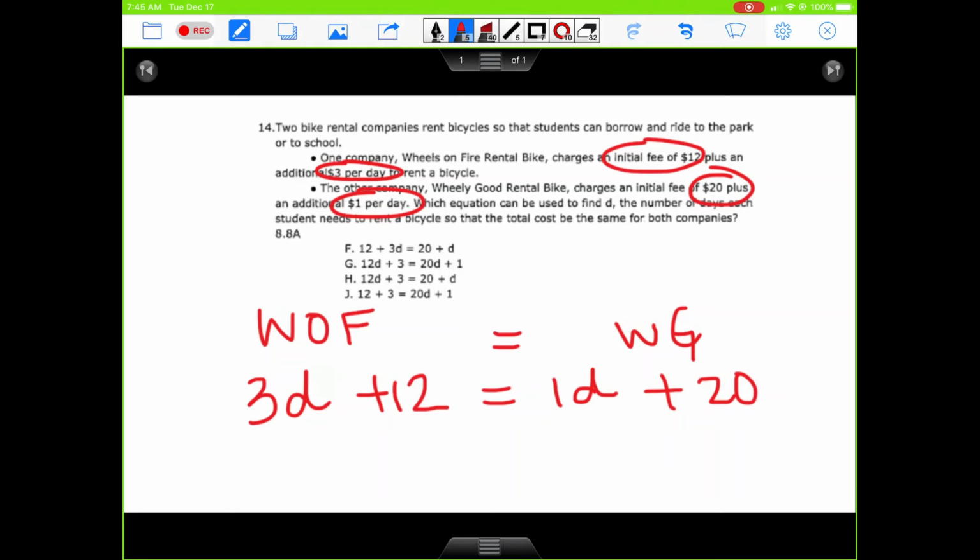So let's look at which one matches our equation the closest. F is 12 plus 3D, which matches up with this, is equal to 20 plus D. So remember, 1D and D are the same thing. Whenever you have a variable, there's an imaginary 1 in front of it, okay? And so that matches up there, so F is our correct answer. G has your coefficients and constants mixed up. Same for H, and then J just doesn't make sense at all. So F is our correct answer.